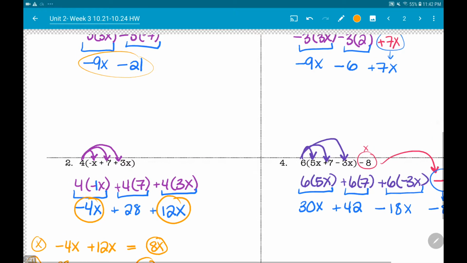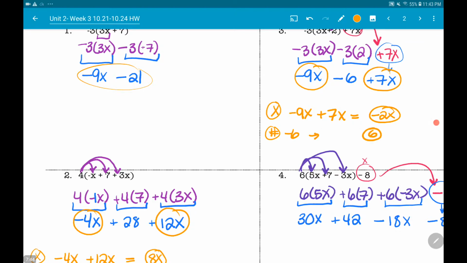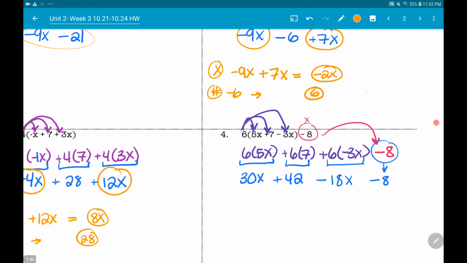All right, one more time. I see an x group. So I have -9x and +7x. And then I have a number group, which is just -6. These two can combine. When I combine, I get -2x. And the 6 stays because there's nothing to combine with. So my simplified answer is -2x plus 6.